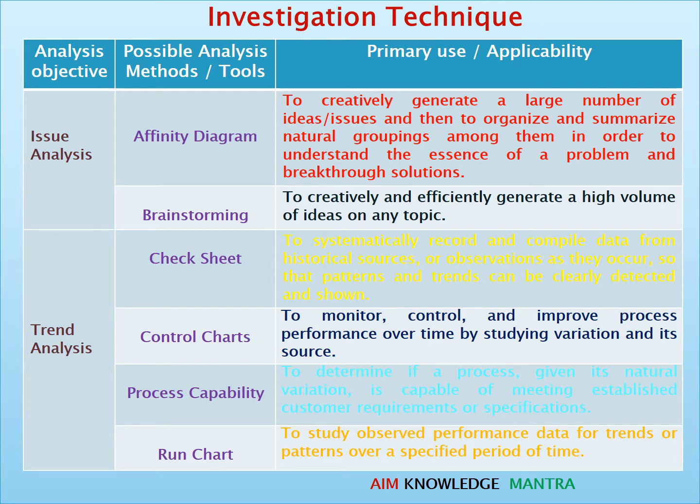Trend analysis. Check sheet: to systematically record and compile data from historical sources, or observations as they occur, so that patterns and trends can be clearly detected and shown. Control charts: to monitor, control, and improve process performance over time by studying variation and its source. Process capability: to determine if a process, given its natural variation, is capable of meeting established customer requirements or specifications. Run chart: to study observed performance data for trends or patterns over a specified period of time.